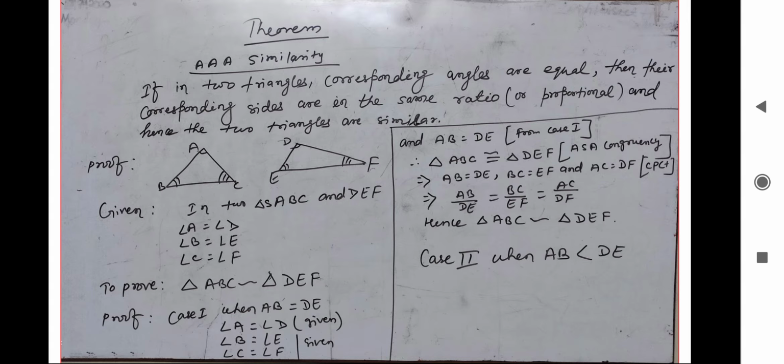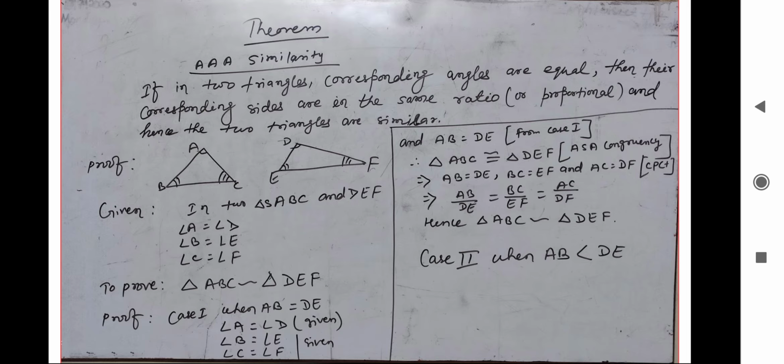This implies AB equal to DE, BC equal to EF and AC equal to DF. AB equal to DE we have supposed, and these are by CPCT. So we can say that AB by DE is equal to BC by EF is equal to AC by DF. Hence triangle ABC similar to triangle DEF. Is that clear, students? Now we will discuss case 2.